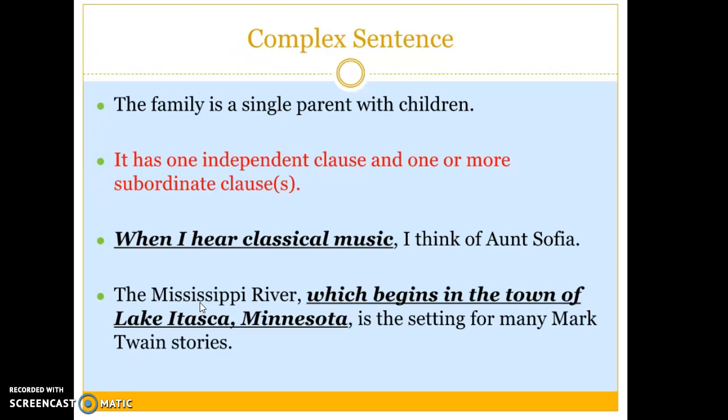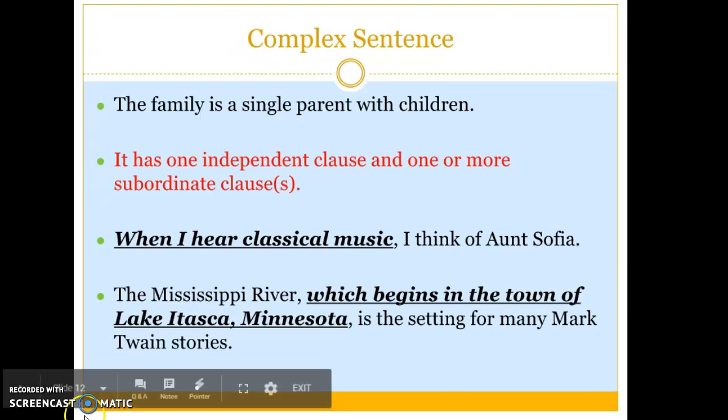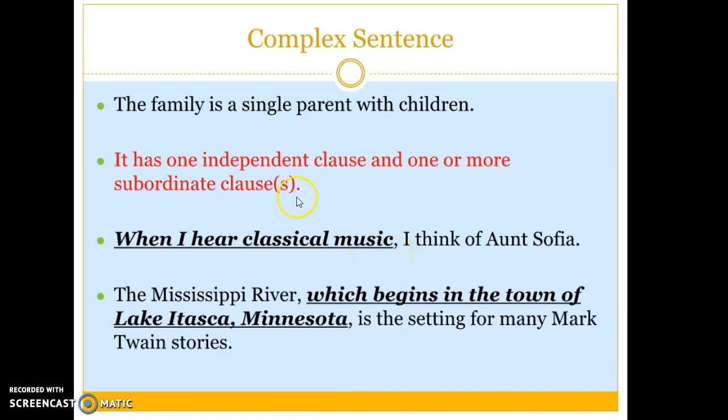Here are some examples. When I hear classical music, I think of Aunt Sophia. When I hear classical music is my subordinate clause because I could never put a period here and call that a sentence. So this is my child and it needs an adult, or an independent clause. I think of Aunt Sophia.